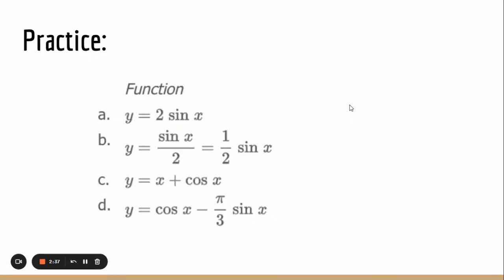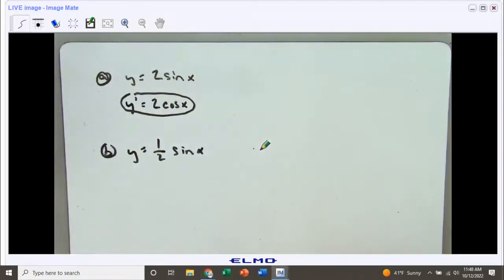Let's try another one. With b now, what's going on here is we start off with y equals the sine of x over 2. And then a way to simplify that before we start finding the derivative is to rewrite it as 1/2 times the sine of x. Okay, so that's just another type of question you could see. All right, let's simplify the way it looks first and then find the derivative. So that's what we'll do here.